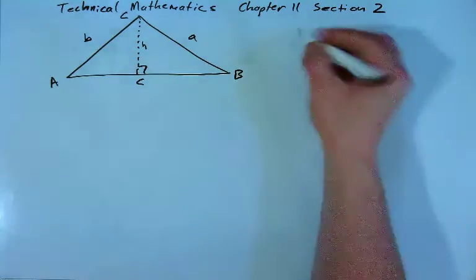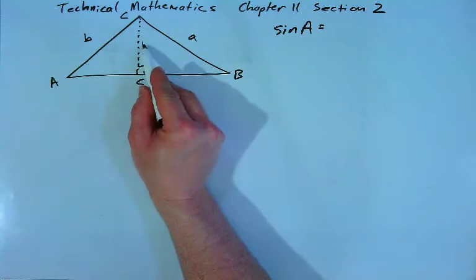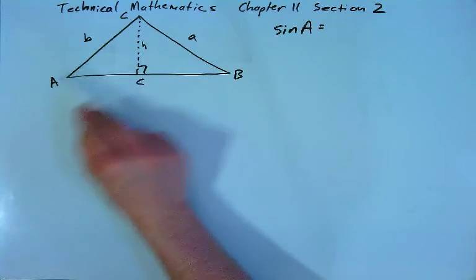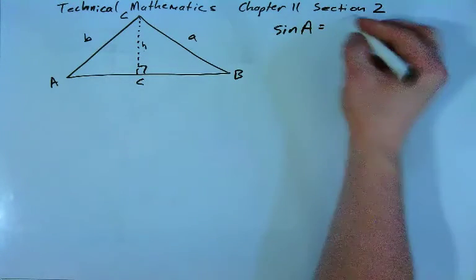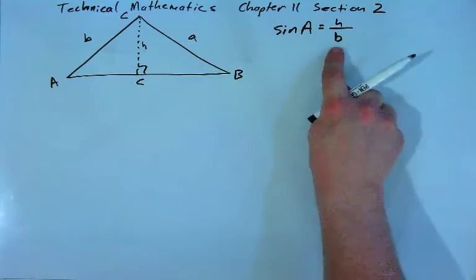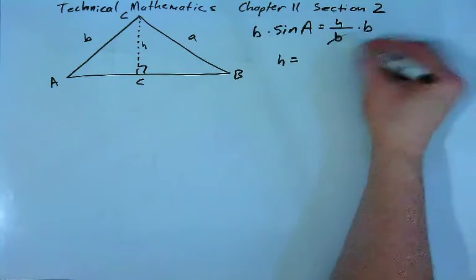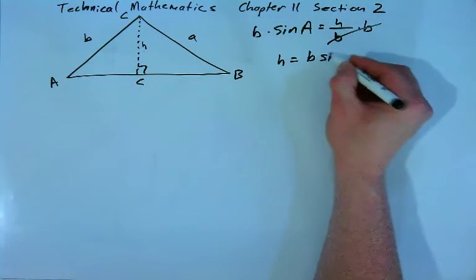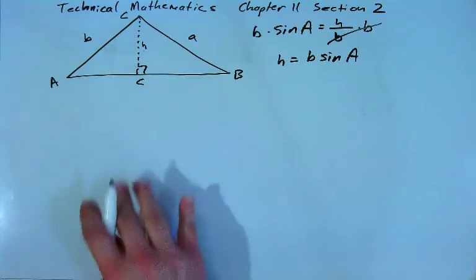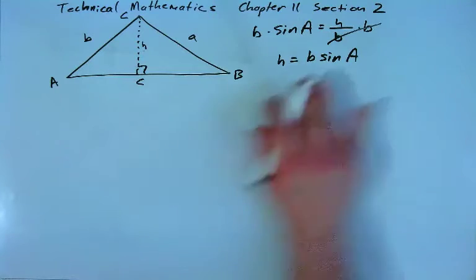For the altitude h, the sine of angle A will be equal to the opposite side, which is h, divided by the hypotenuse, which is b. So just for this triangle, the opposite of A is h, the hypotenuse is b. So the sine of A is h over b. And if we solve this for h, we multiply both sides by b, and h will be equal to b sine A. And so we can determine the value of the height of the triangle as long as we were given an angle A and a length of a side B.